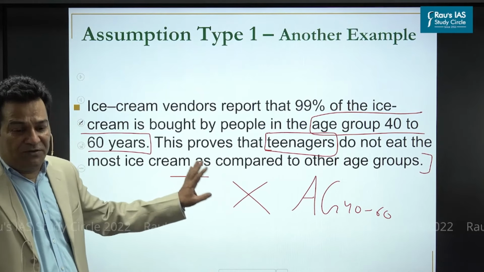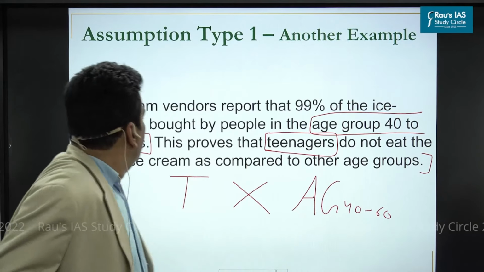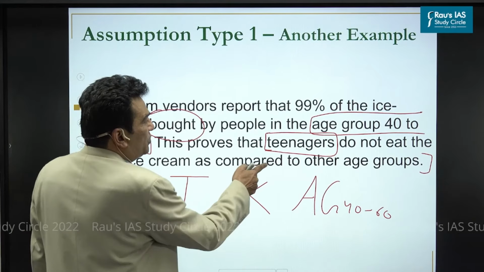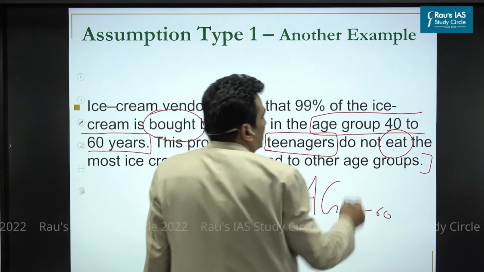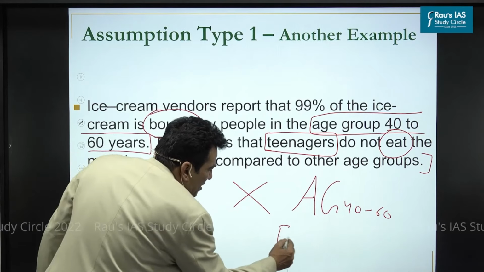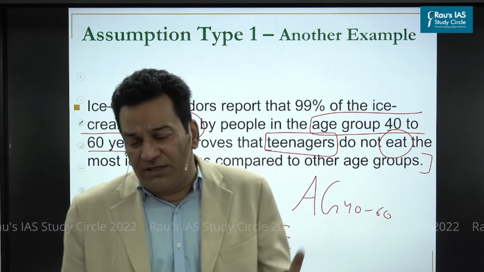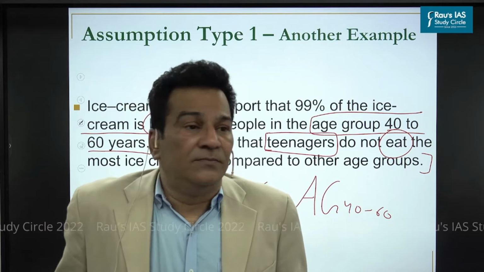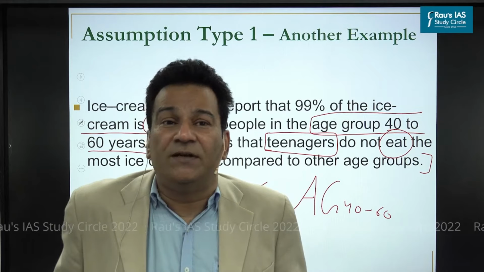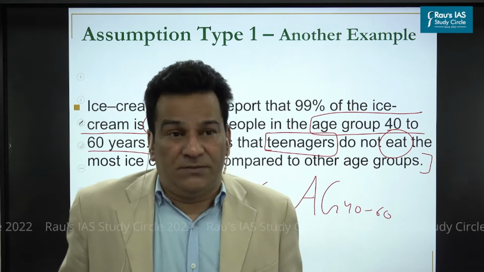Apart from this mismatch which we found, is there any other mismatch which is possible here? Buying and eating ice cream. So your reasons talk about buying of ice cream, while your conclusion talks about eating of ice cream. So what should be the relationship between buying and eating of ice cream? As a result of that relationship, the conclusion that teenagers do not eat the most ice cream becomes correct. Be more clearer, more specific. People who buy ice cream eat it themselves and do not give it to others.